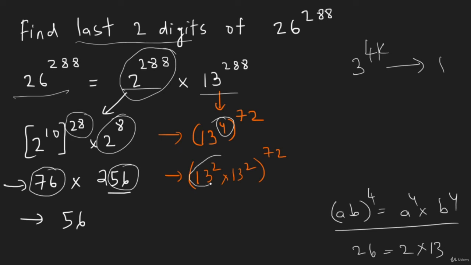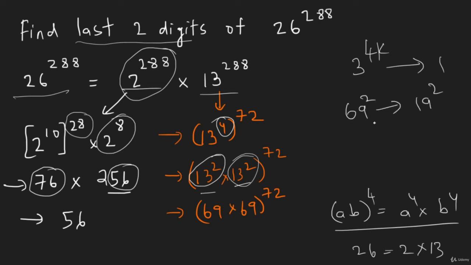13 square ends in 69 because 13 square is 169. So let me write 69 for this and 69 for this expression over here. So that's 69 into 69 to the power 72. 69 square, remember, will have the same last two digits as 19 square because 69 is 50 plus 19. And 19 square is 361. Therefore, 69 square will have 61 as the last two digits. So I write this as 61 to the power 72.